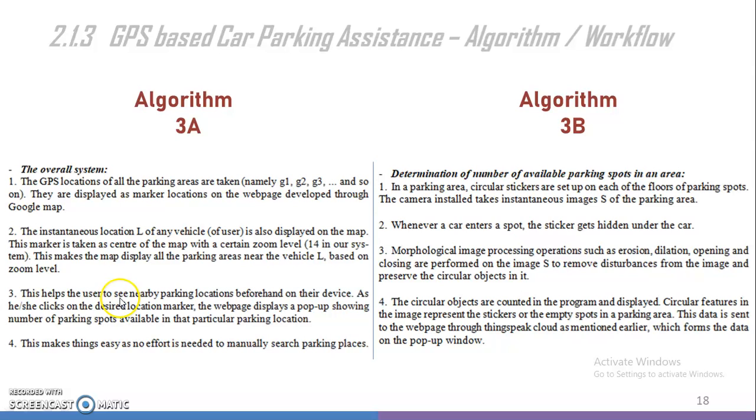And if we click on that parking area, a pop-up window will come up, and it will show the information of that particular parking area's number of parking spots available, which is determined by this algorithm and transferred to the web page, and we can see that and go and park our vehicle in whichever place we desire. And this makes things easy, as no manual effort is needed. Nowadays it is a really hectic thing, so we can take care of that with this system.